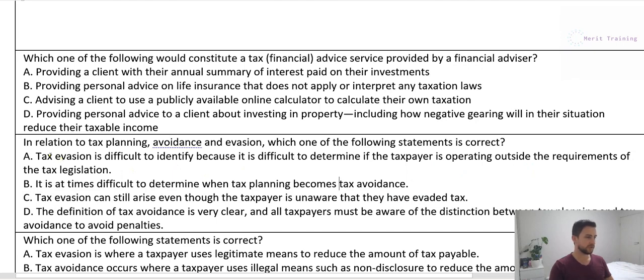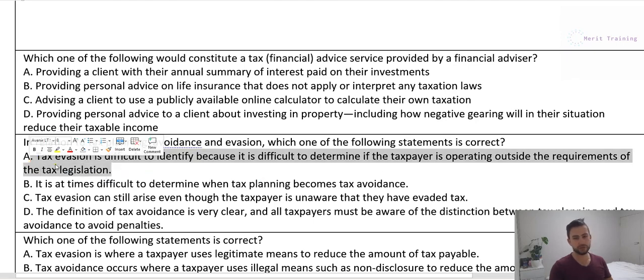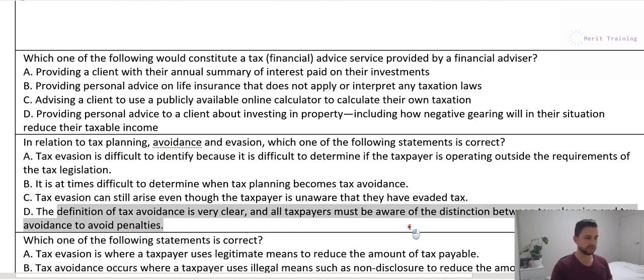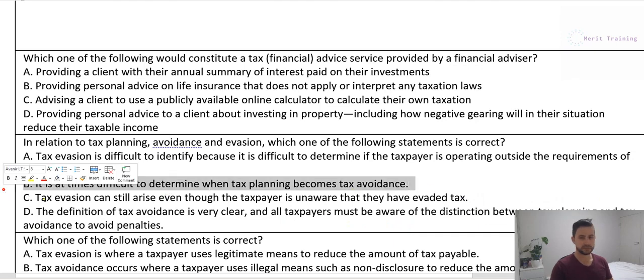The other ones are incorrect because tax evasion is not difficult to identify, because it's fairly easy to identify if someone hasn't included their tax return or hasn't included their salary on the tax return and so forth, right? They just do data matching, so that's incorrect. Tax evasion can still arise even though the taxpayer is unaware that they have evaded tax. That's incorrect. They must be aware of it. And then D, the definition of tax avoidance is very clear, and all taxpayers must be aware of the distinction between tax planning and tax avoidance to avoid penalties. So the definition isn't clear, and not all taxpayers need to be aware. So the answer is clearly B.